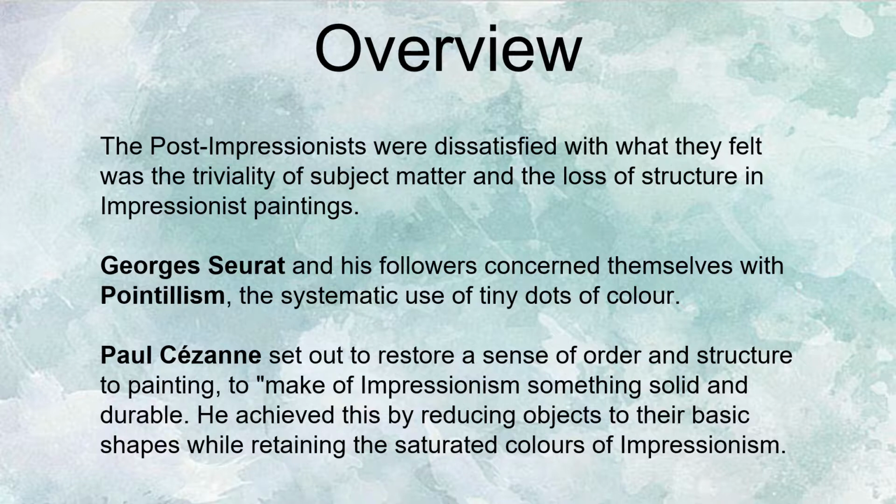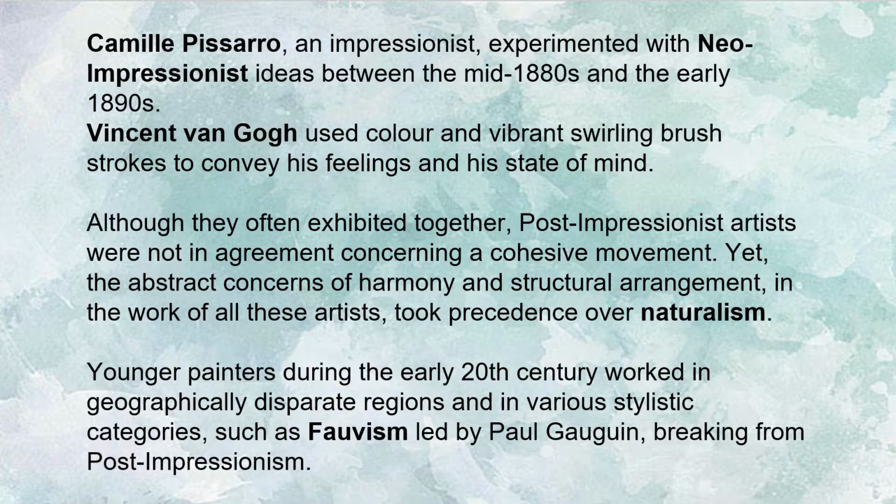Overview. The Post-Impressionists were dissatisfied with what they felt was the triviality of the subject matter and loss of structure in Impressionist paintings. Georges Seurat and his followers concerned themselves with pointillism, the systematic use of tiny dots of color. Paul Cézanne set out to restore a sense of order and structure to the painting, to make use of Impressionism in something solid and durable. He achieved this by reducing objects to their basic shapes while retaining the saturated colors of Impressionism.